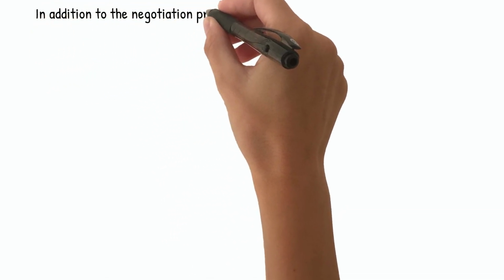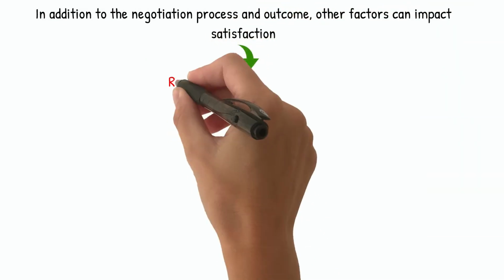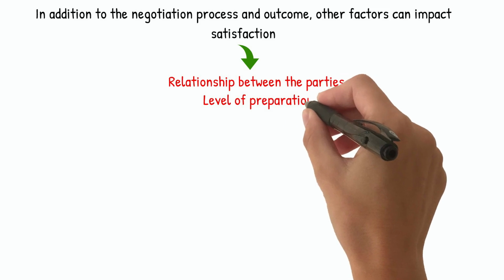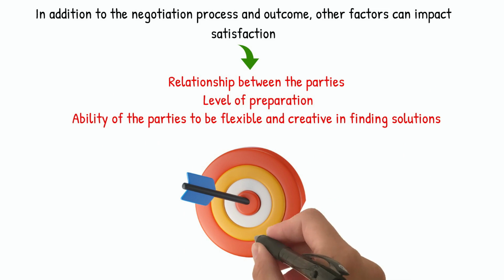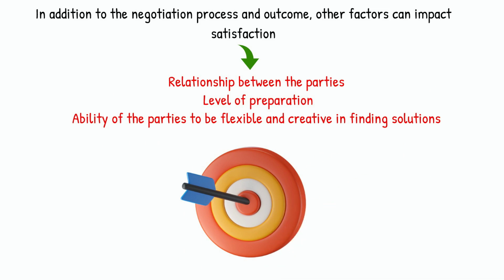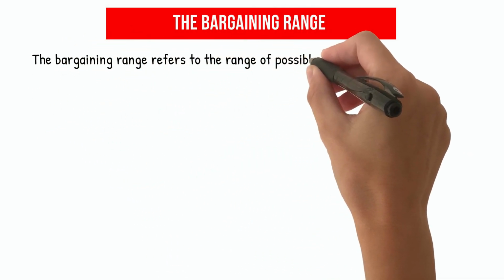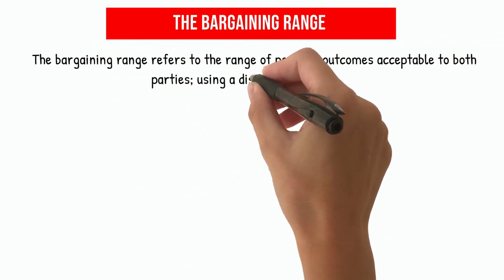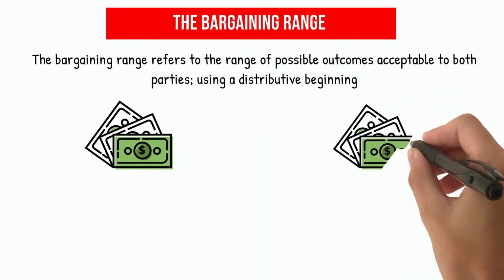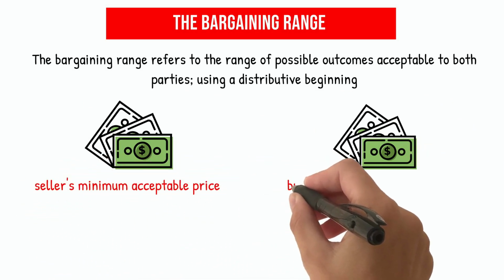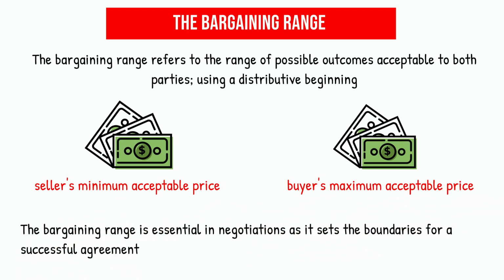In addition to the negotiation process and outcome, other factors can impact satisfaction. The relationship between the parties, the level of preparation, and the ability of the parties to be flexible and creative in finding solutions can all impact satisfaction. The bargaining range. The bargaining range refers to the range of possible outcomes acceptable to both parties, using a distributive approach. It is the difference between the seller's minimum acceptable price and the buyer's maximum acceptable price. The bargaining range is essential in negotiations as it sets the boundaries for a successful agreement.